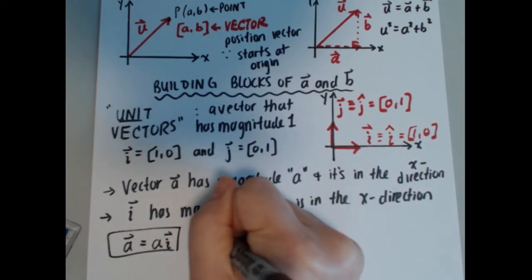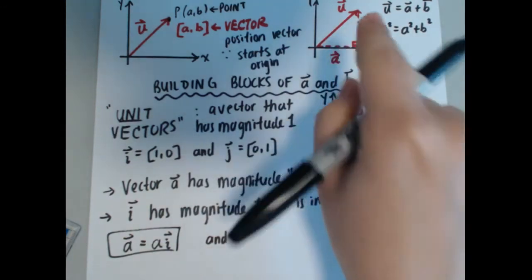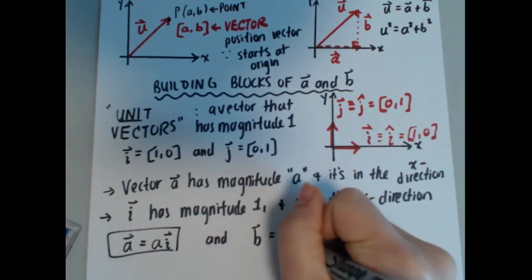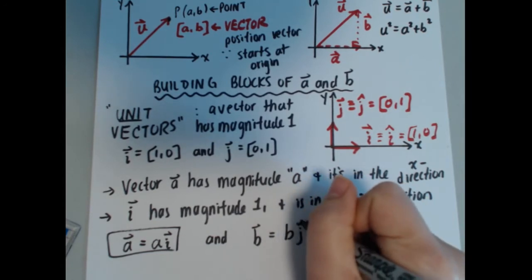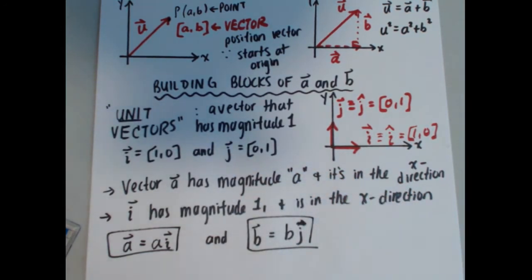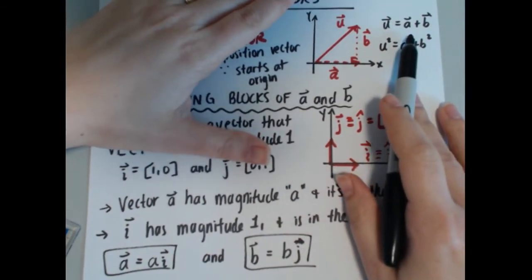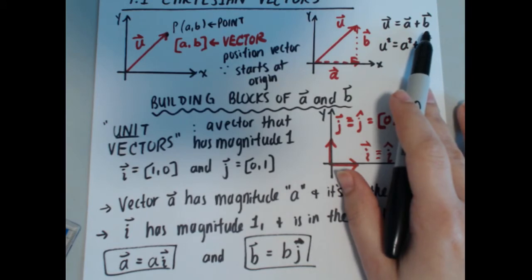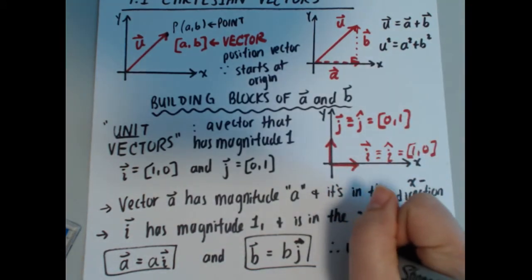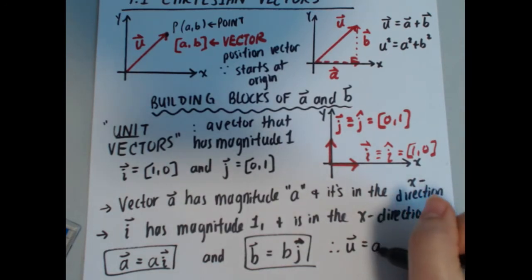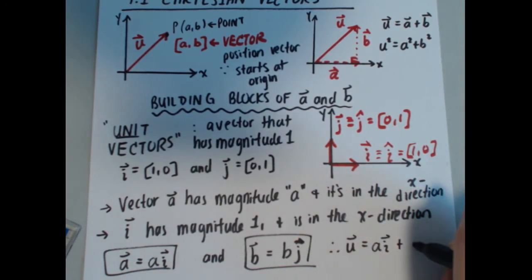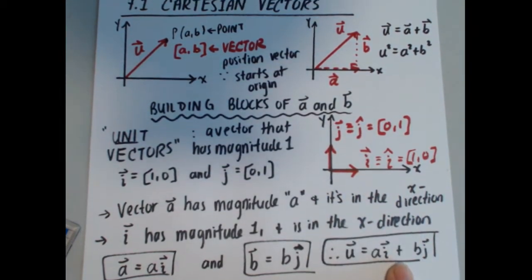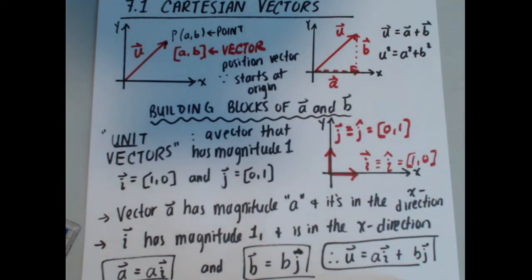And I can do the same thing with B. Since B is purely in the y direction, I can say that the vector B is equal to magnitude B, but in the direction of J. I'm used to putting the hat, but our books don't use the hat symbol, so I have to get used to that. So that tells me that U is equal to A plus B, and I can rewrite that and say that therefore U is equal to magnitude A along the I direction plus magnitude B along the J direction. So this statement and this statement are the same.